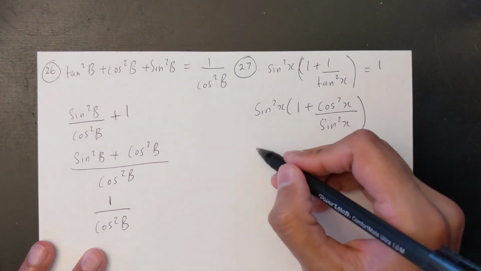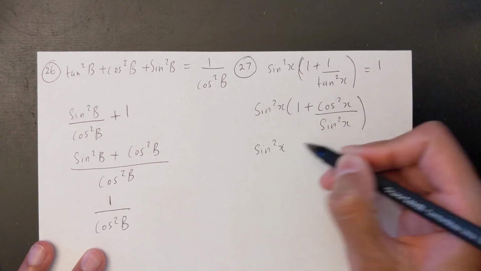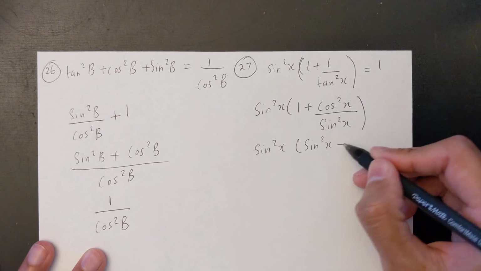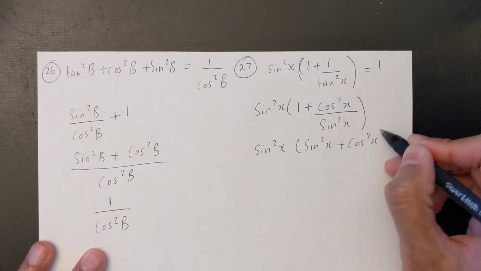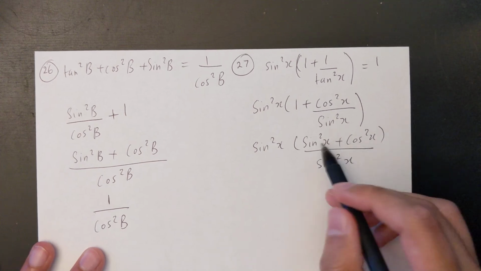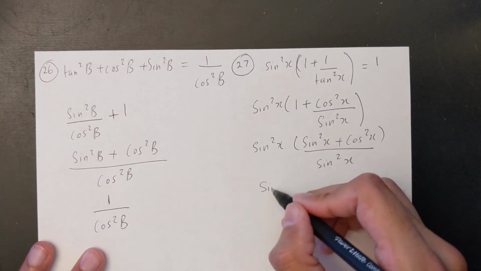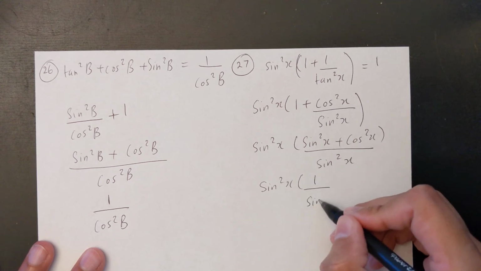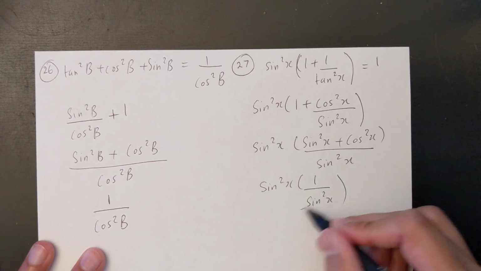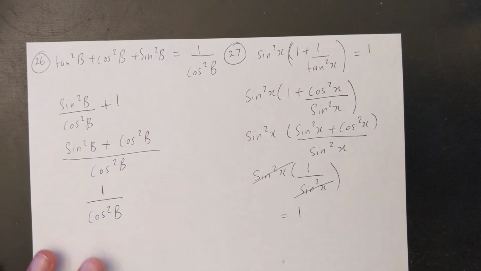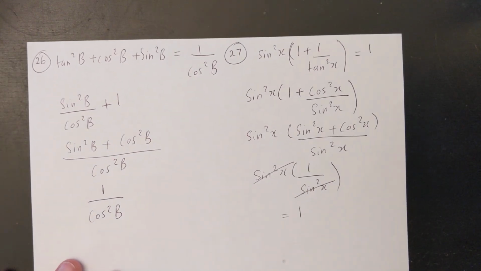I want to make a common denominator on the inside. Sine squared plus cos square is just 1. And then the sine squares cancel off and your final solution is 1, which is just the other side.